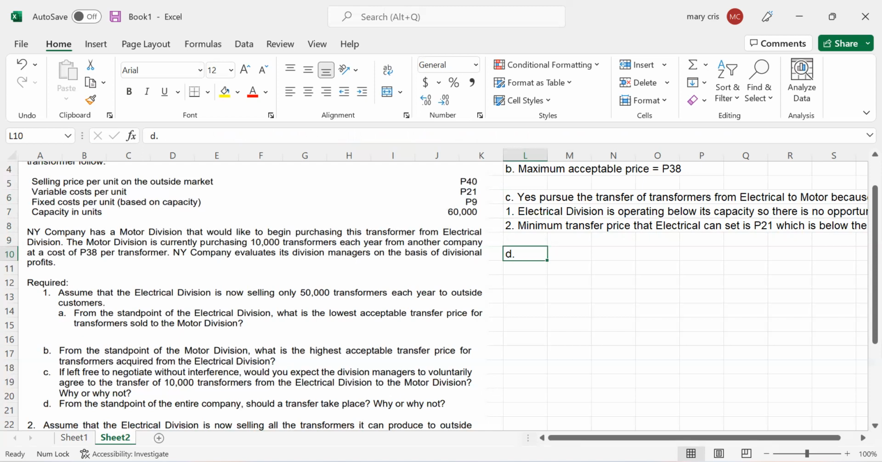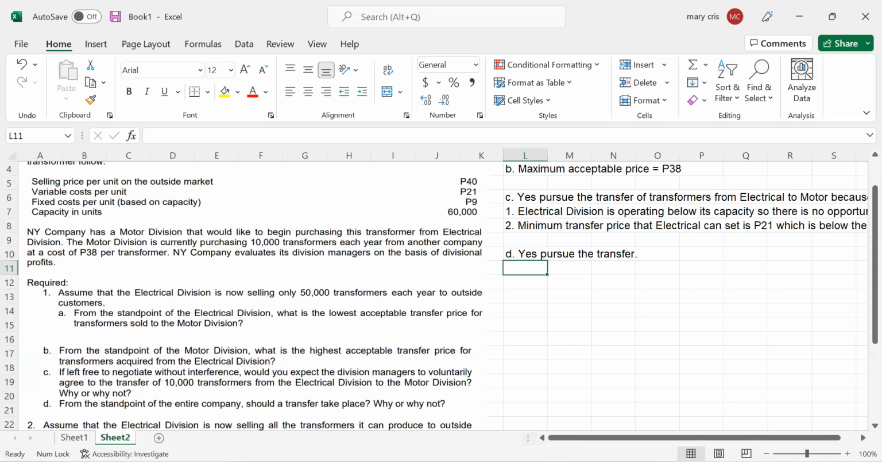So kung hindi natin isa-isahin yung benefit na makukuha from each of the responsibility center, should we push the transfer if you're going to consider not only each division but the company as a whole? So at the standpoint of the entire company, the transfer should take place. So yes, pursue the transfer. So bakit natin i-pursue yung transfer? Because the cost of the transformers transferred is only 21, and then the company saves 38, na cost of the transformers purchased from the outside supplier.